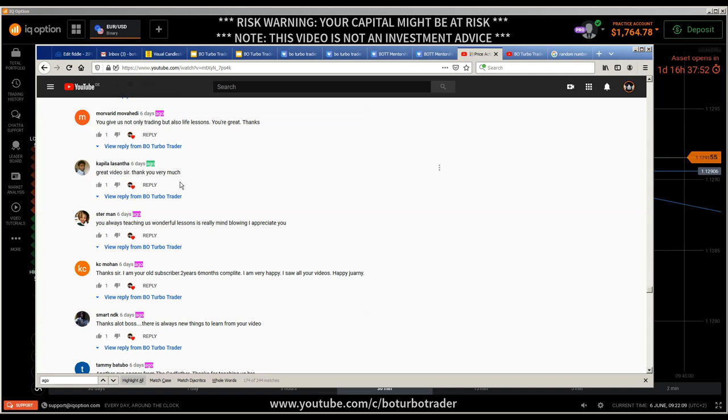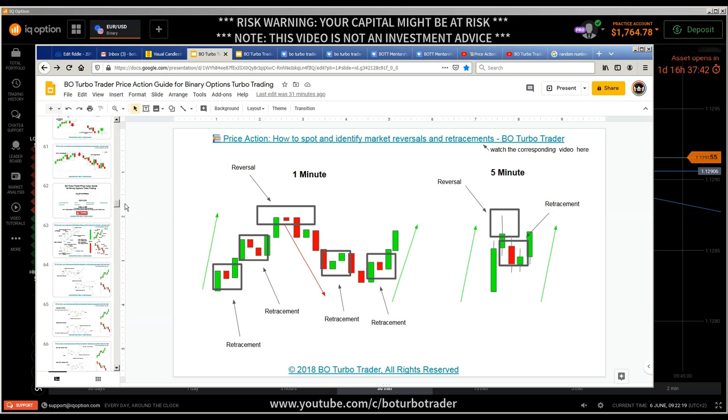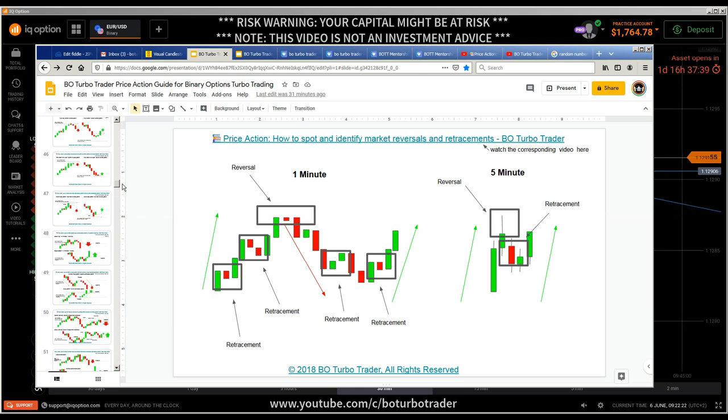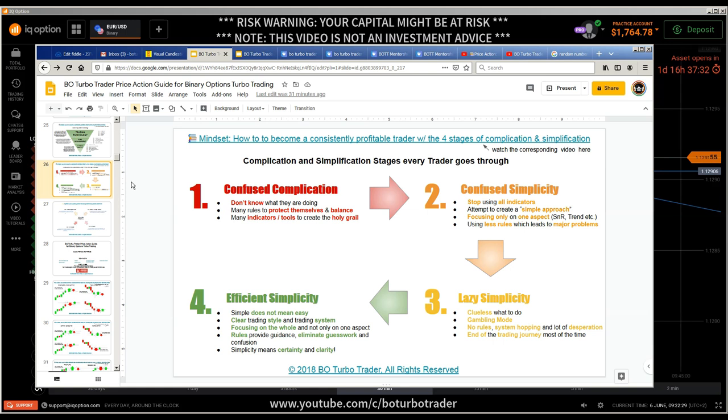Now we are going to jump into the first topic, and the first topic will be the trading psychology stuff. Let me see, I have to do this today a little fast. So that is here: how to become a consistently profitable trader with the four stages of complication and simplification. That is where every trader goes through. Every trader, and also me, has gone through these four stages of complication and simplification, and I tell you now exactly where and how you can recognize yourself and what you have to change, to get into the last one, and that is the efficient simplicity.